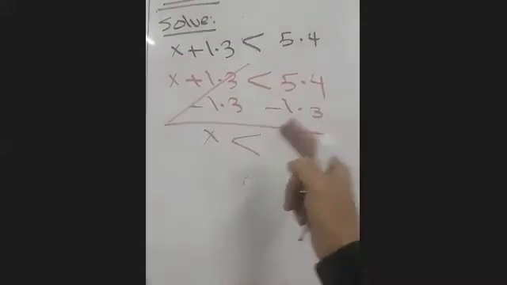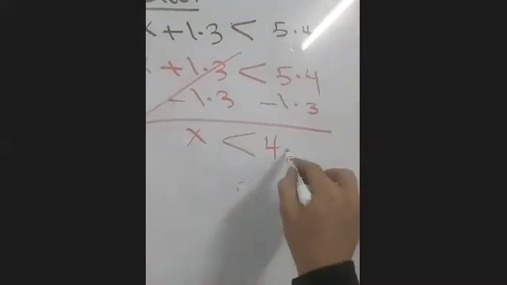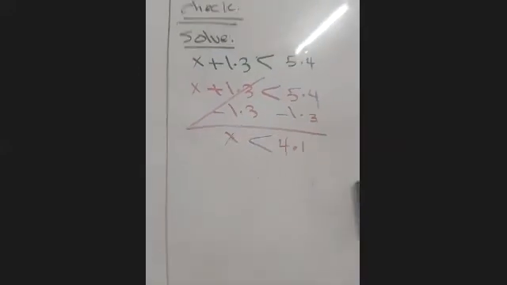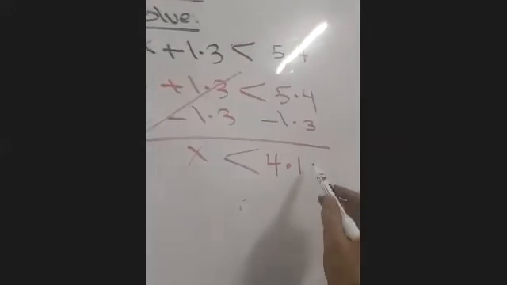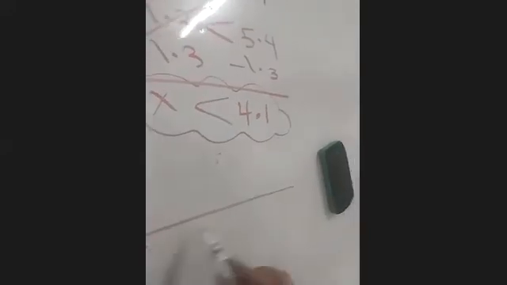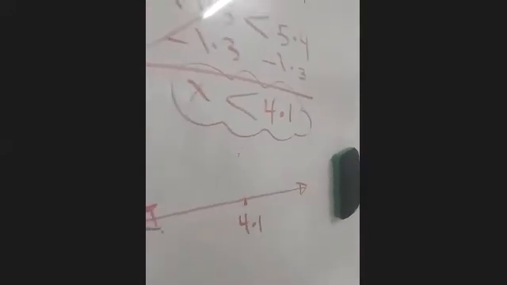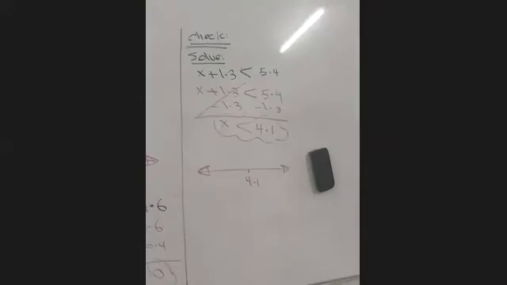Here, 5.4 minus 1.3, how much? 4.1. So the solution is x less than 4.1. Let's graph it together. Here the 4.1. Now tell me, open or close?